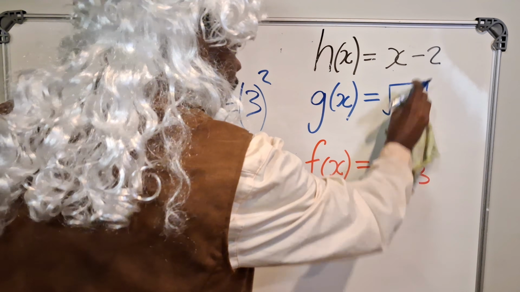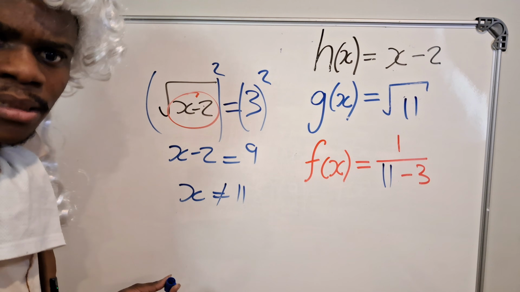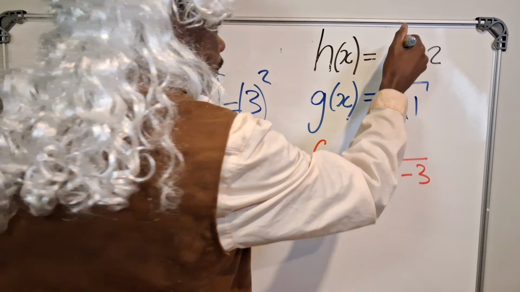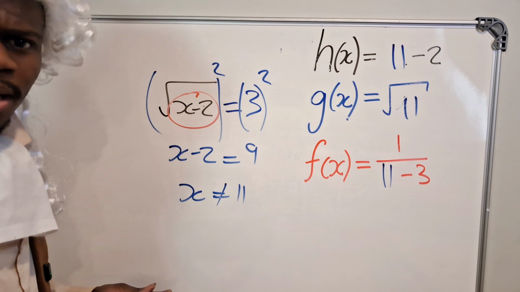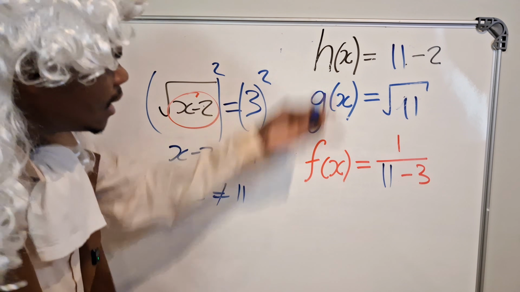Now take 11 and put it in here. What's the square root of 11? I don't know, but there's no problem with that. 11 is a positive number. Now take 11 and put it in here. What's 11 minus 2? It's 9. There's no problem. So why are we saying x cannot be 11 when clearly there's no problem?